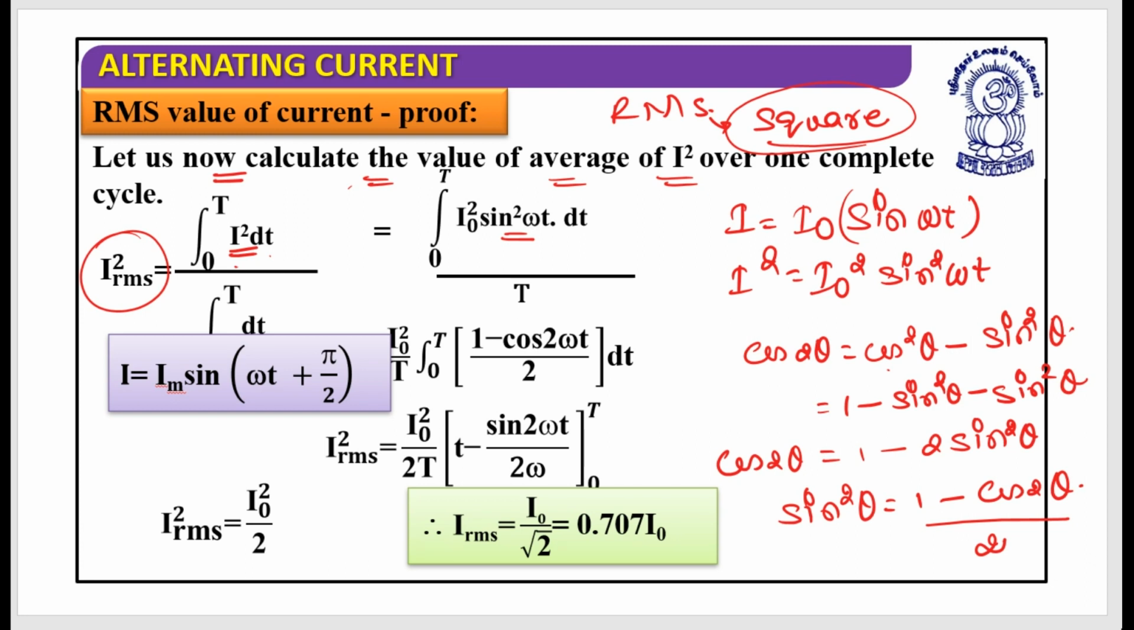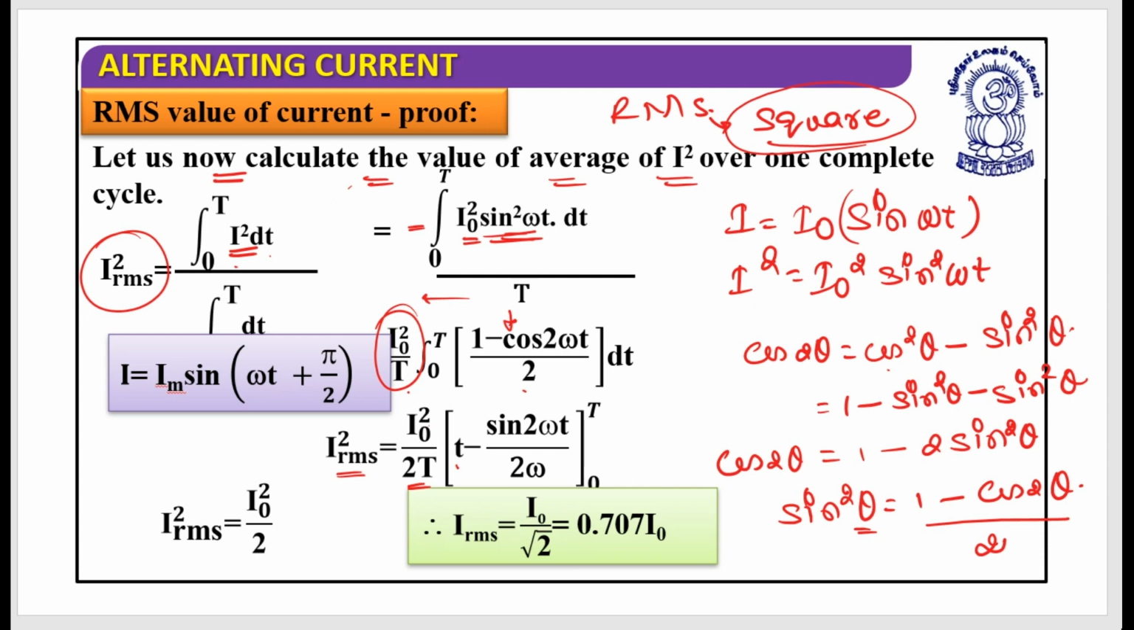I'm just replacing theta with omega t. So sine square omega t is given as (1 minus cos 2 omega t) by 2 dt. I naught square is a constant, and T is a constant, so this is I naught square by T. I hope this is clear. Now let's take this 2 as a constant. This I square RMS equals I naught square by 2T, and I'm going to integrate this.